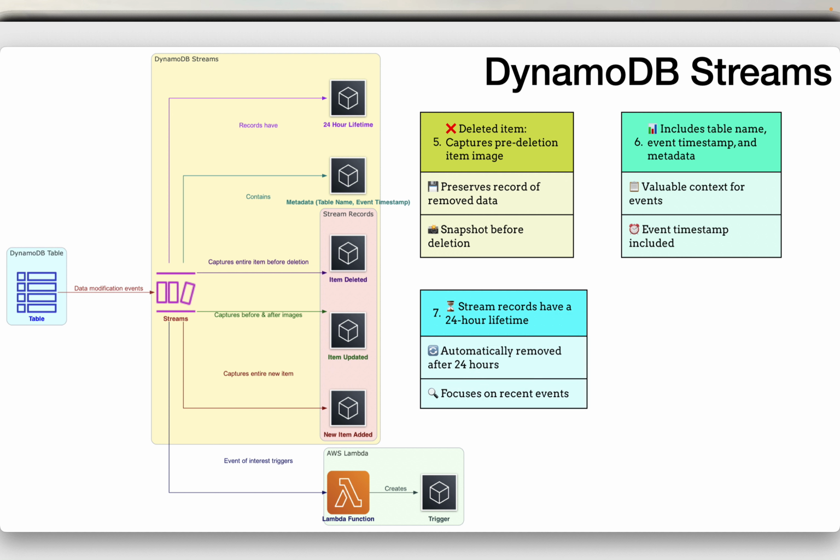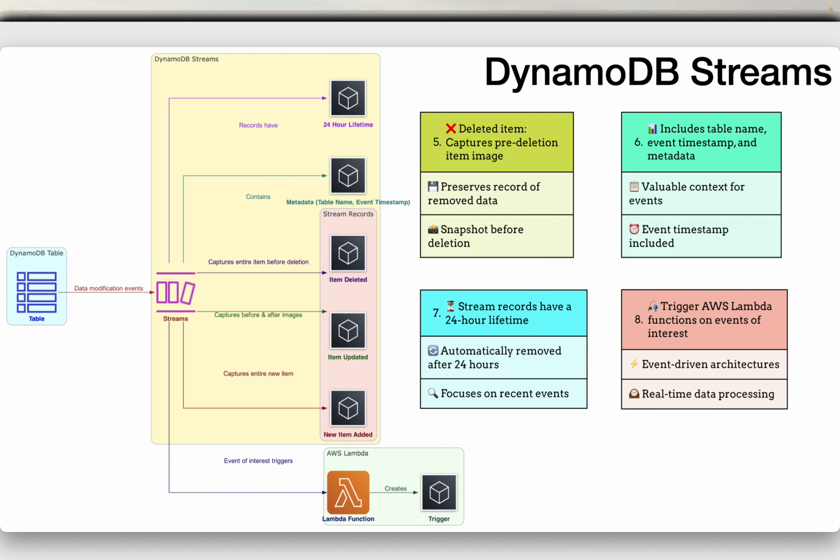Stream records have a lifetime of 24 hours, after which they are automatically removed from the stream, ensuring that the stream remains manageable and focused on recent events. DynamoDB Streams can be used together with AWS Lambda to create triggers, code that runs automatically when an event of interest appears in a stream, which enables powerful event-driven architectures and real-time data processing.